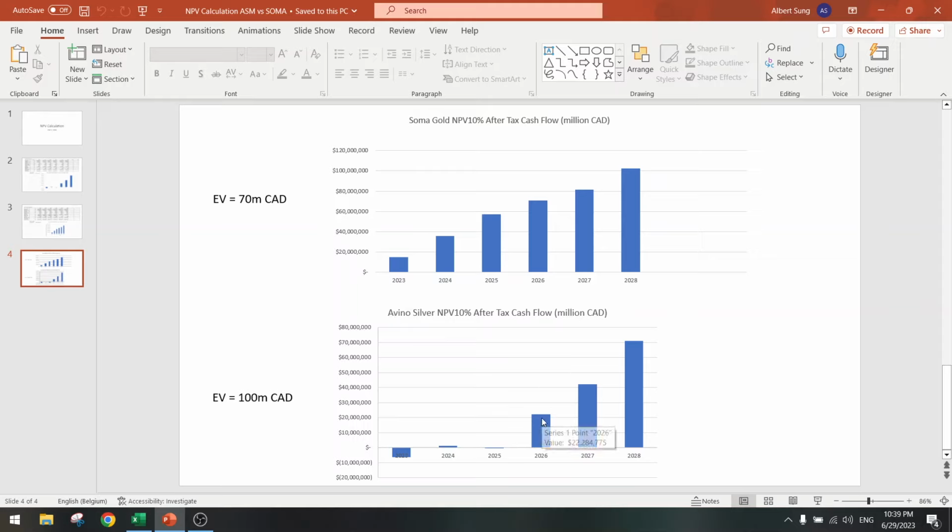But the growth is, of course, faster. So you can see that this slope is faster, steeper. Okay, so based on this comparison, I would first go into Soma Gold and then in the next 2 years evaluate again what Avino Silver is doing and then switch over to this one. So that is how we do that.